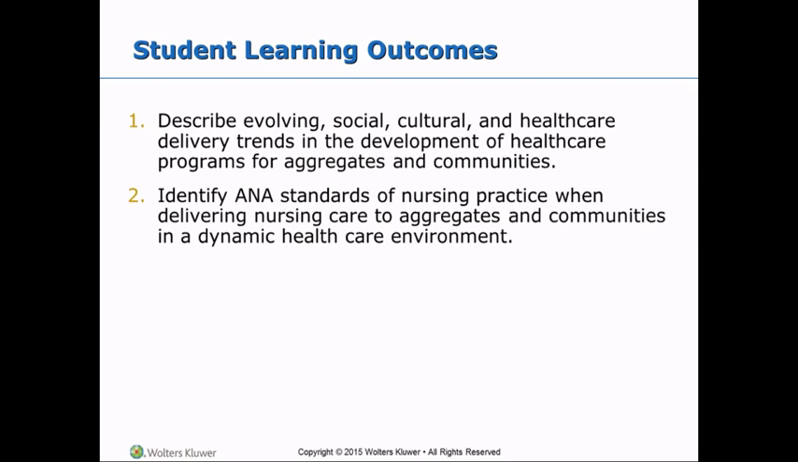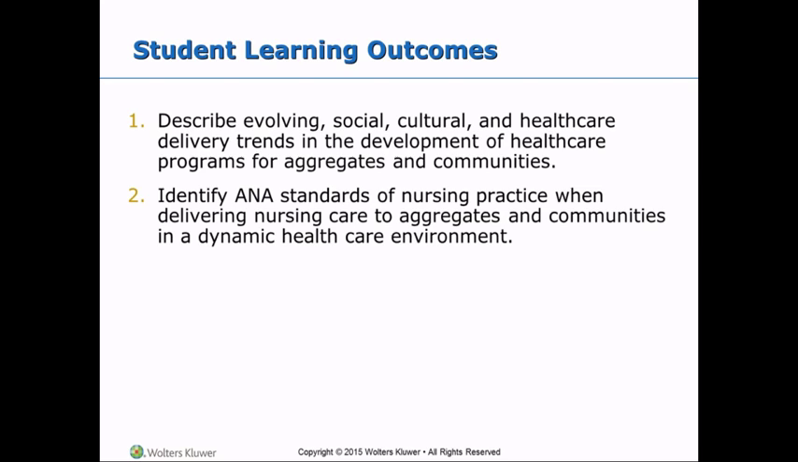This finishes the last video for this week. There was a lot of information presented this week that should help you get started on your own windshield survey and community assessment. In this video, the levels of prevention, epidemiological concepts, descriptive epidemiology and demography, the models of health, and the web of causation, including the epidemiological triangle and the social ecological model of health, should help you to describe the evolving social, cultural, and healthcare delivery trends as you develop healthcare programs for the aggregates and communities.